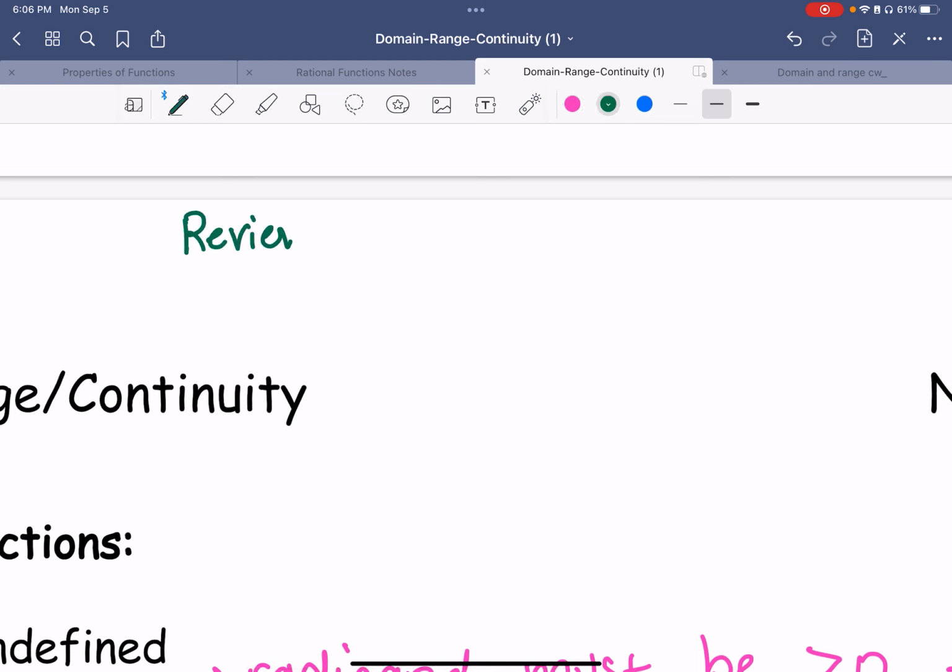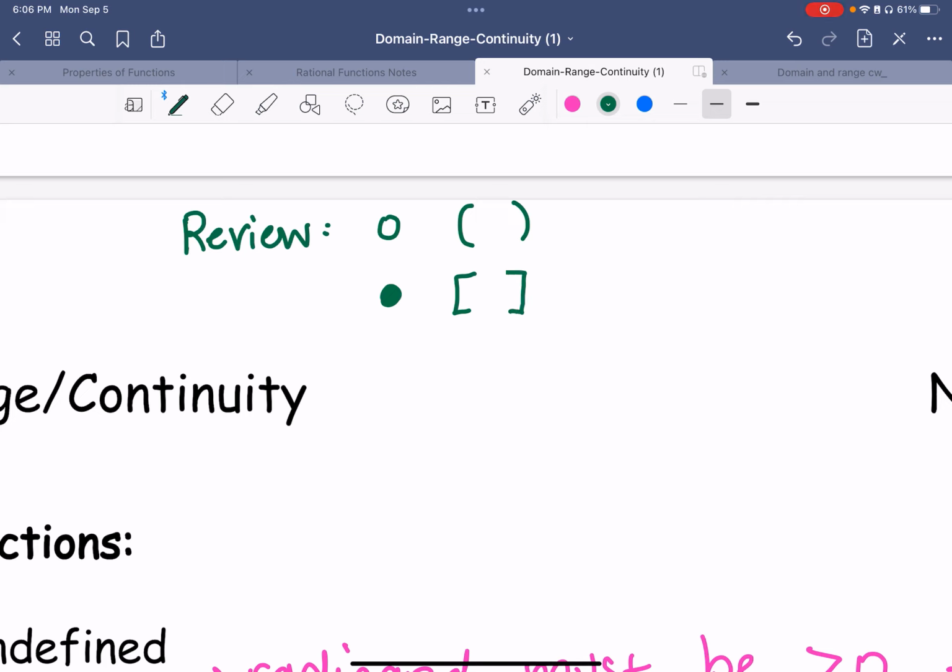I'm going to write this at the top of the page so you can use it later. Okay, so a review: if you have open circles versus closed circles, open circles in interval notation use parentheses. Closed circles use brackets.